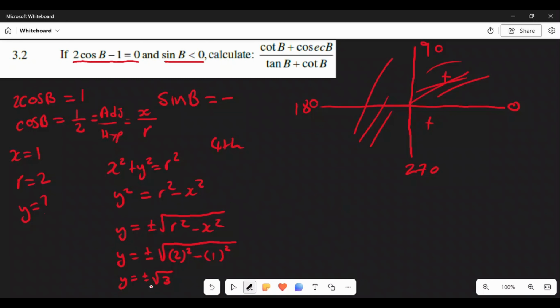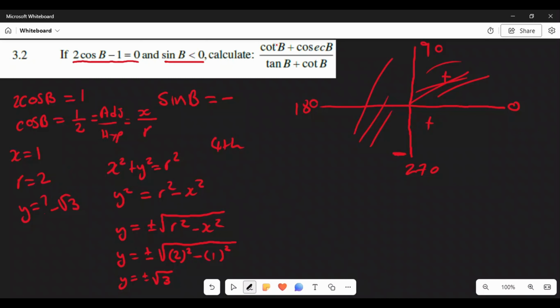So which one is it? Because we have a plus or minus. Since this is happening in the fourth quadrant, y on this side is negative. You guys see, this side y is negative. So meaning our y here is going to be negative root 3. So now we have x, r, and y.